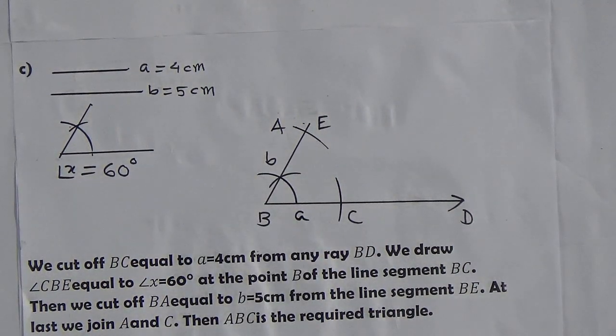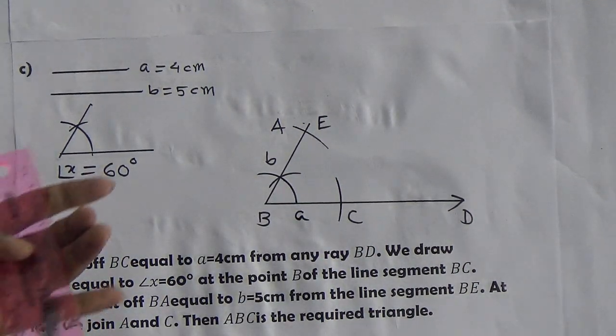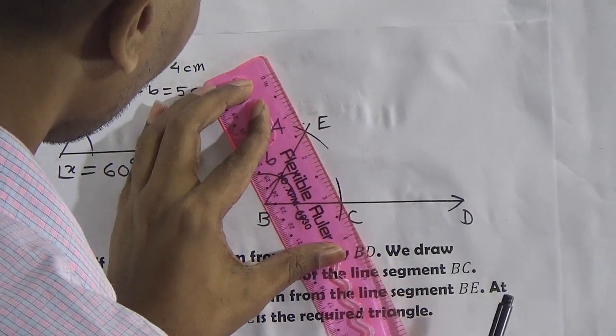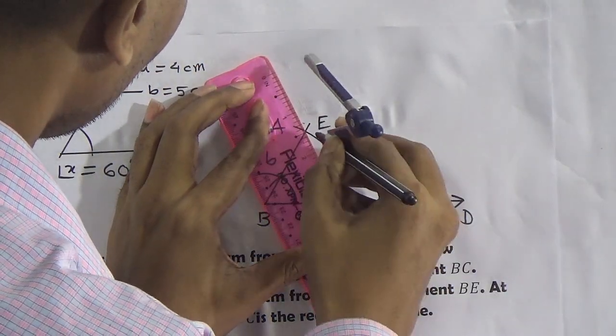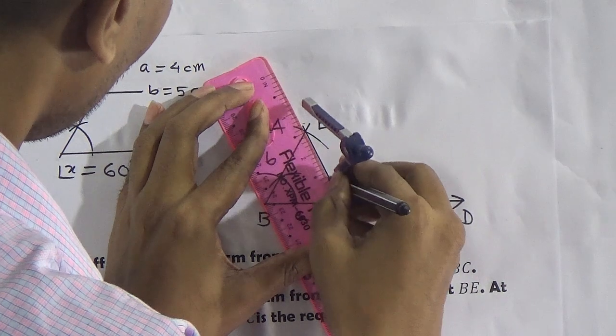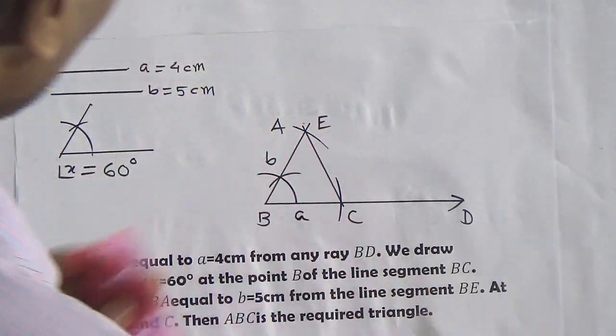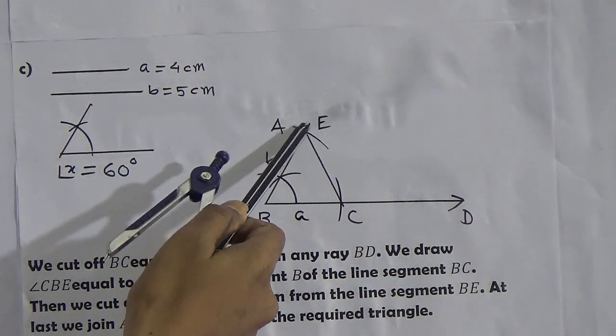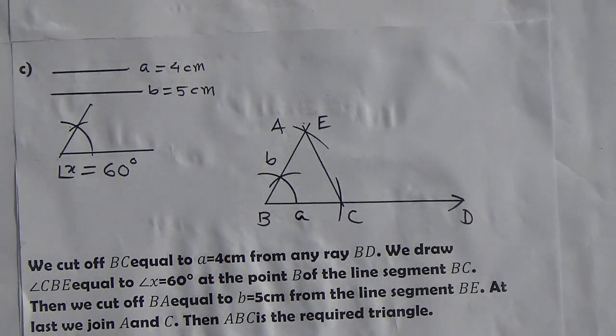Now join A and C. Then ABC is the required triangle.